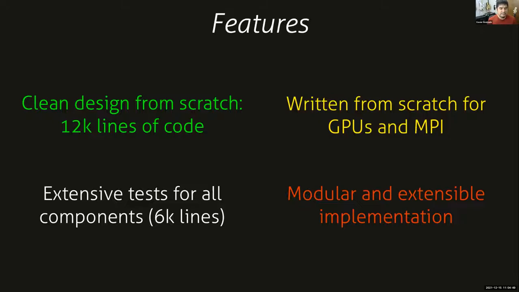We do extensive testing. There are around 6,000 lines of tests in the code. An extra like 50% of what we write is testing. So a third of what we write. And it's a modular and extensive implementation. The idea is not to have a big monolithic code, but something that is easy to extend and implement new features.